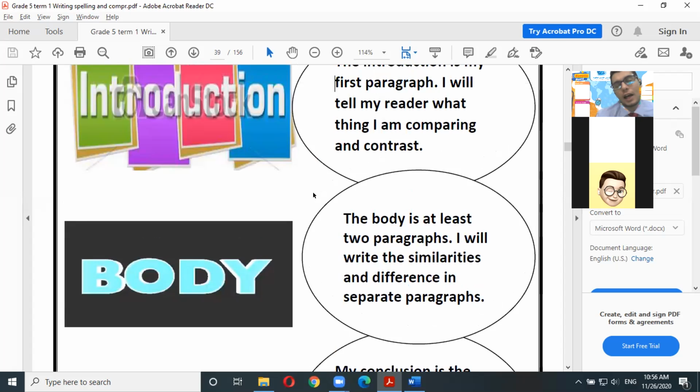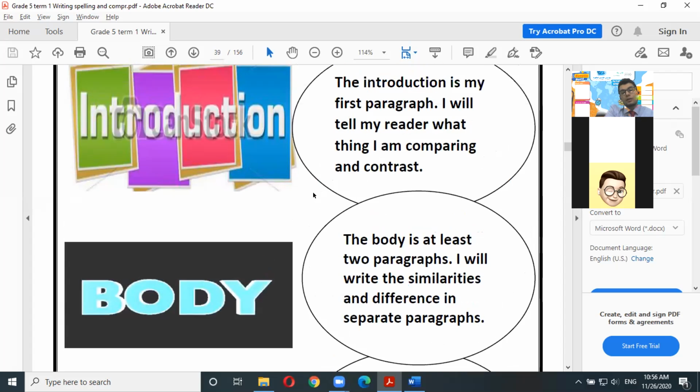Okay, so as with any writing, we have three parts. Those three parts exist in almost any writing, but they differ from one writing to another. Here, first we have the introduction. In the introduction, I don't identify what is the comparing and what is the contrasting. I'm just telling my reader that I will compare and contrast this and that.